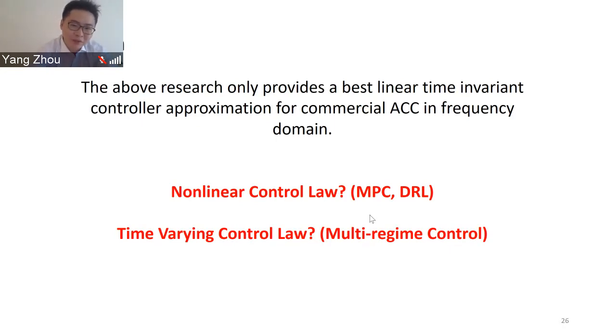But what if the commercial ACC is an MPC or DRL, basically a very nonlinear control law? How can we still apply this framework to analyze the frequency domain behaviors? And furthermore, what will happen if it is a time-varying control law, for example multi-regime control, where the control may vary during different traffic scenarios? Can our framework and thinking still apply to all these complex scenarios? Actually, the answer is yes.